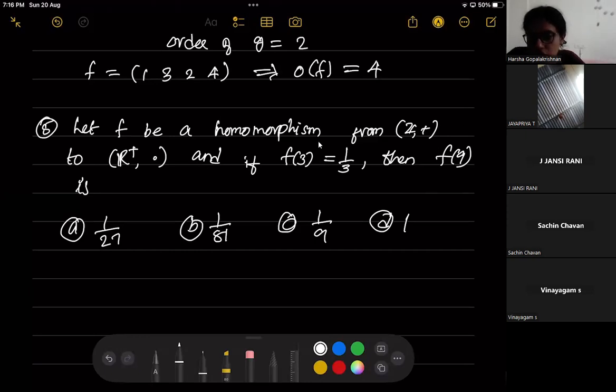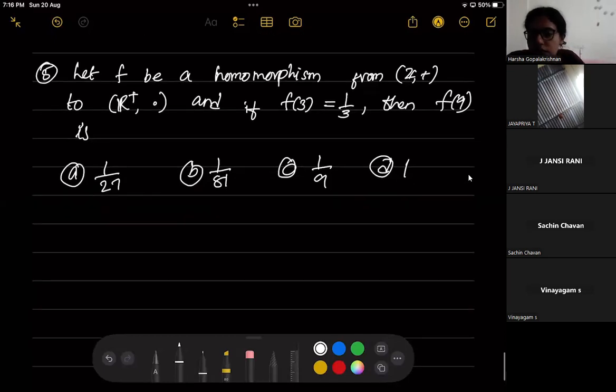We just know that F is a homomorphism. Using that, how can we find the F of 9, or what will be the answer? Just apply the definition of homomorphism and the given condition F of 3 equal to 1 by 3. Anyone knows the answer, or just how to approach? Ma'am, option A, 1 by 27. Yeah, option A. So can you just explain how you got the answer?